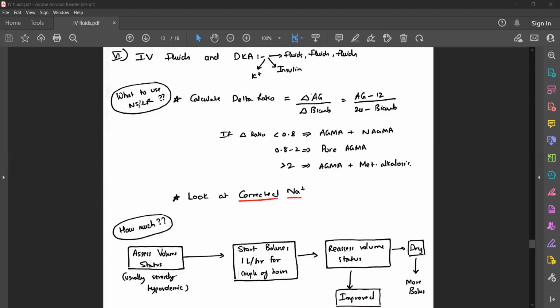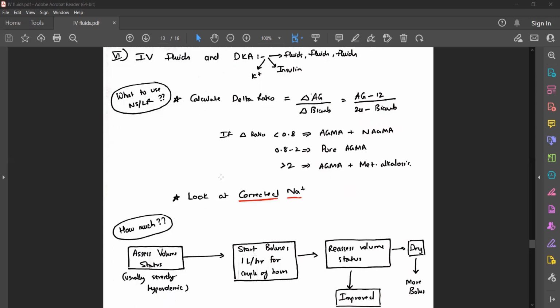fluid to pick. As I said before, normal saline is associated with hyperchloremic metabolic acidosis. So if the patient's delta ratio is less than 0.8, you would want to avoid normal saline because you would push the patients towards more of NAGMA, and hence you would pick LR in these cases. When it's pure anion gap metabolic acidosis, you could pick either of these two. And when the patient is having underlying metabolic alkalosis, if the delta ratio is more than 2, you would prefer using normal saline in these cases.